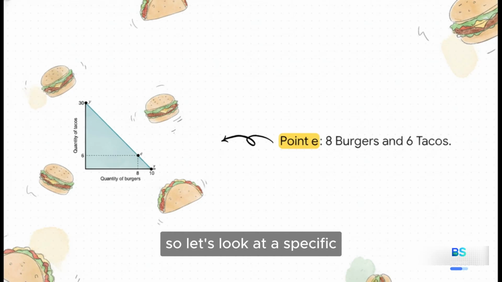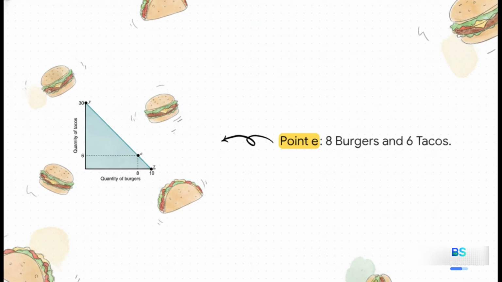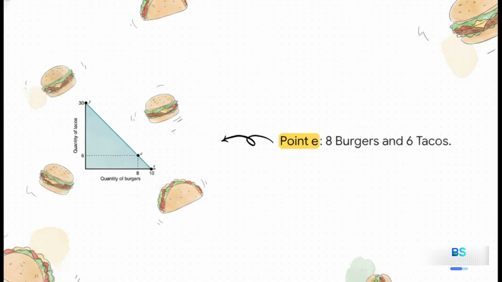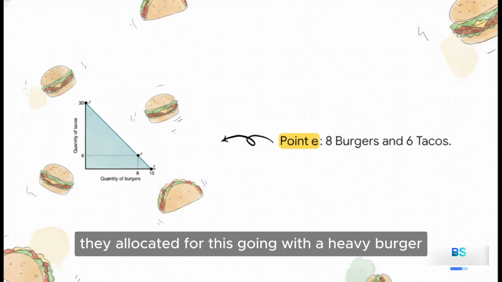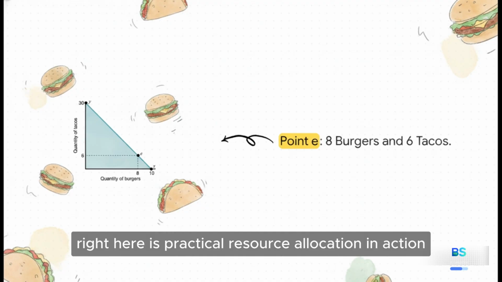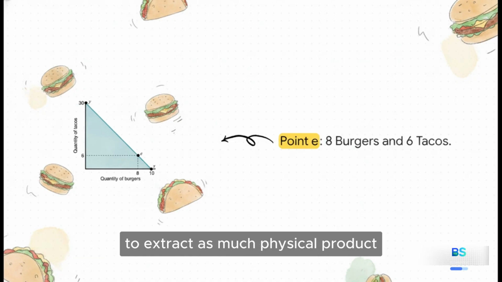So let's look at a specific, realistic choice sitting right on that budget line. Point E gives us 8 burgers and 6 tacos. This consumer has spent every penny they allocated for this, going with a heavy burger, light taco mix. This right here is practical resource allocation in action. It's a customer perfectly optimizing their spending to extract as much physical product as their specific income allows.